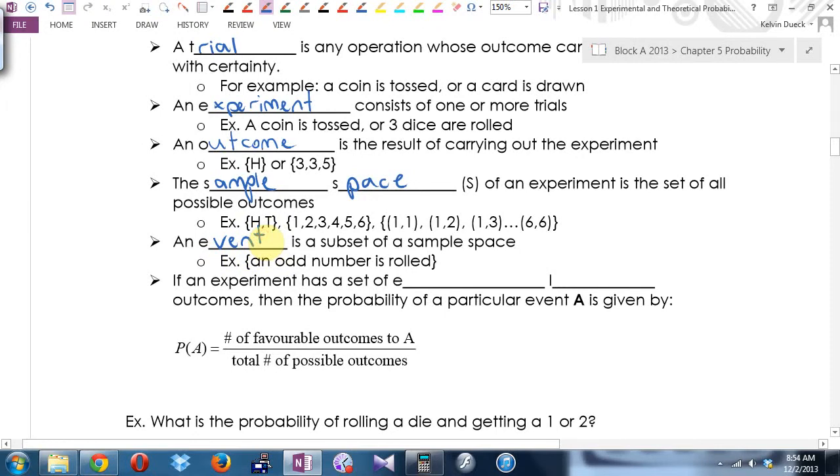An event is a subset of the sample space. For example, when you're rolling a die, the sample space is 1, 2, 3, 4, 5, 6. An event could be, you get an odd number, or you get a 1 or a 2. Flipping a coin, the event could be, you get a heads. Picking a card, the event could be, you get a black card, or you get a jack, or you get an ace of spades.